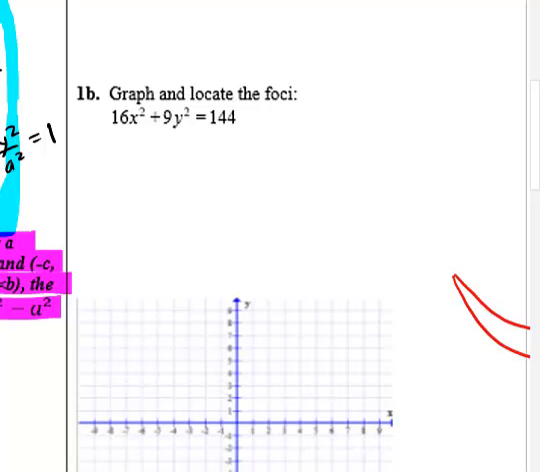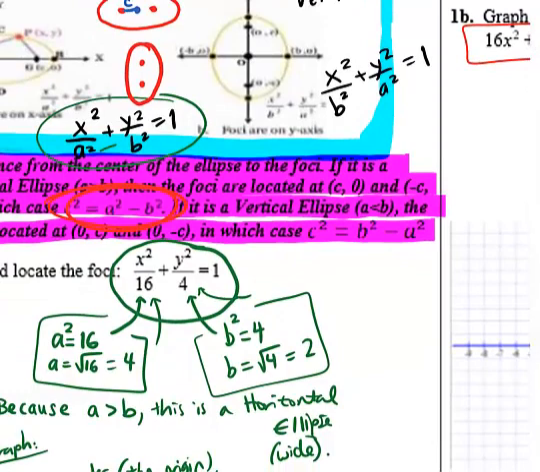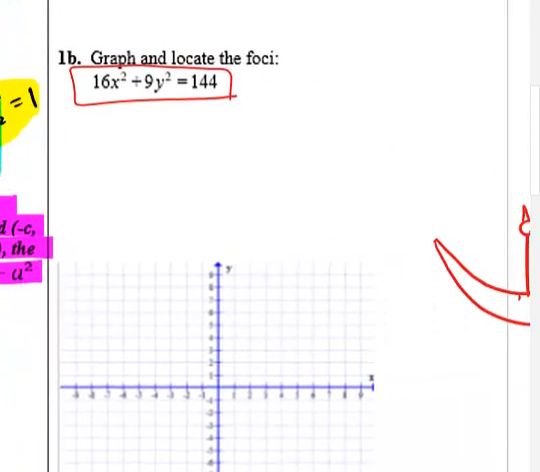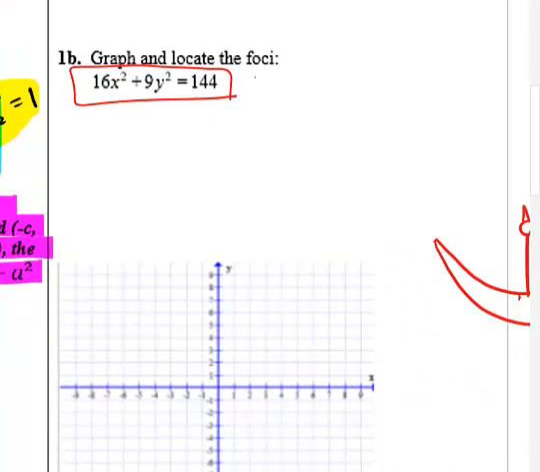Okay, so this next one says graph and locate the foci. It looks similar, but then I look at this equation, and it looks nothing like the two over here. If it's a horizontal ellipse, it looks like this. I don't really see denominators underneath x and y. If it's a vertical one, it's the same thing, just a and b are switched. So that's the weird thing. There are no denominators, and there should be numbers beneath x and y in order for me to figure out what a and b are.